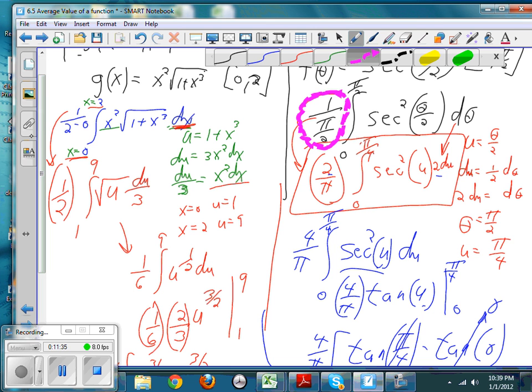Okay, so you find the average value. You had to remember how to do substitution, how to change the limits. Had to remember how to do that. Had to remember what the derivative of the tangent was, that it's the secant squared. And here we had to do a little more sophisticated substitution.